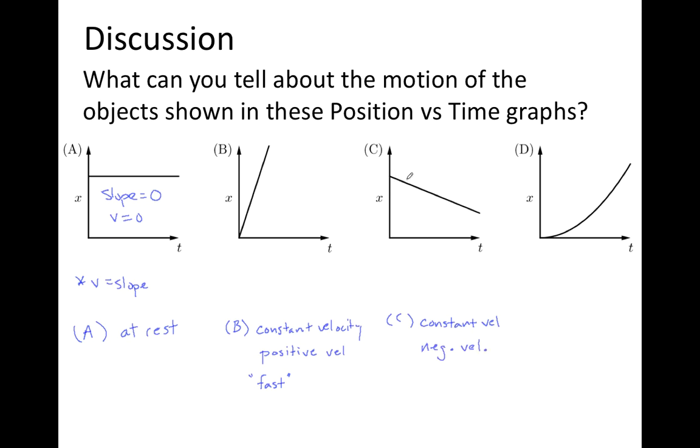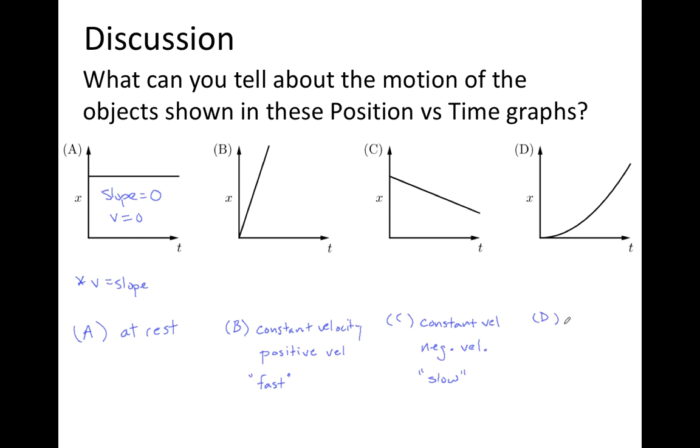And if you compare the slope in graph C to the slope in graph B, you notice that graph B has a very steep slope compared to C. So as long as these have the same scale, we can also say that this has a slower speed because it's not as steep of a slope.